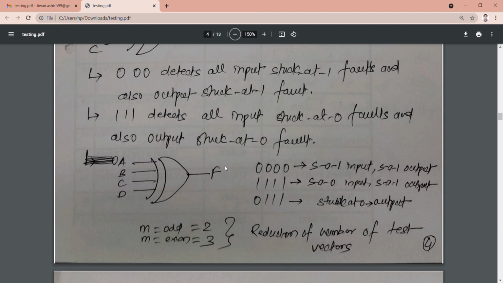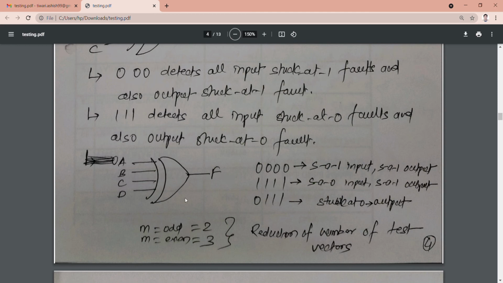Any confusion? Stuck at 0 means F will always be 0. So these two test vectors cannot detect if F is stuck at 0. You need to apply any of the inputs as 0, because if you apply any input as 0, then F will become 1, and you can check the original output as 1 and the faulty output as 0. So 1 and 0, again the XOR condition will be true, and you will say that your circuit is faulty, or your AND gate is faulty, OR gate is faulty, whatever the circuit may be.